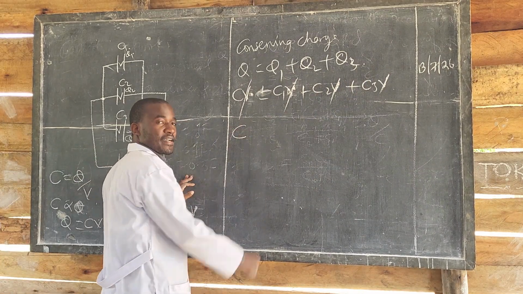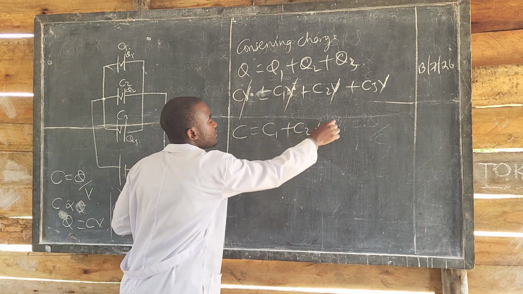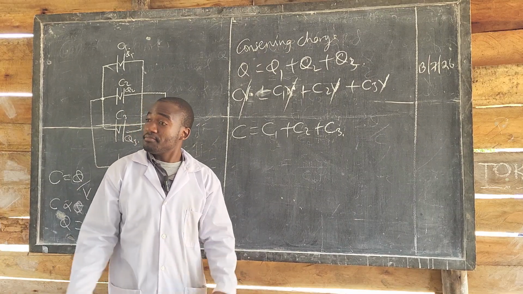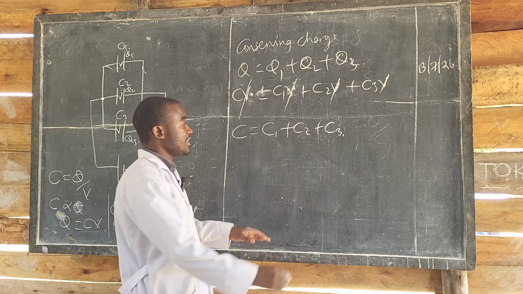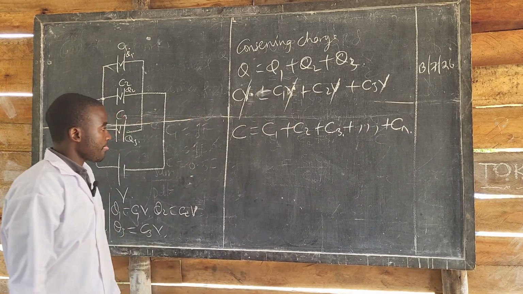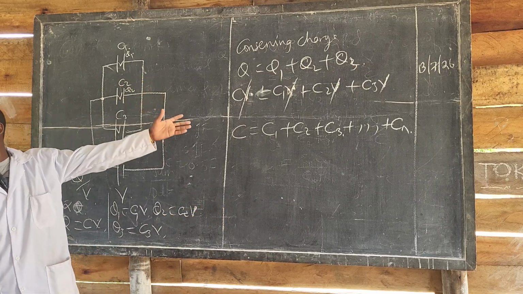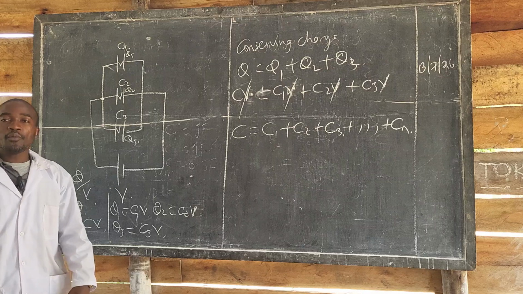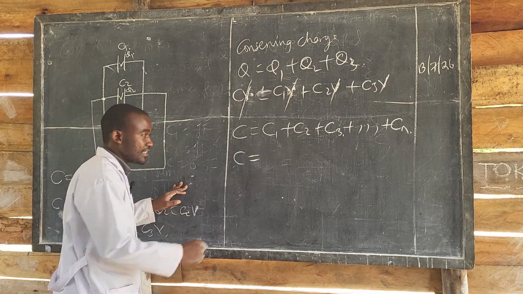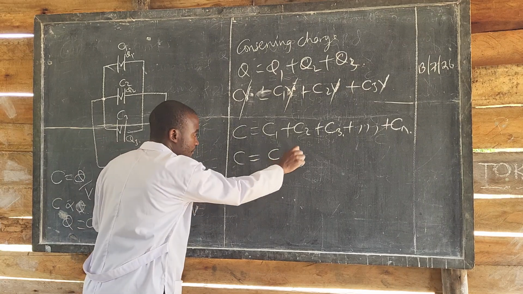So we shall remain with the effective capacitance as C equals C1 plus C2 plus C3. If you have more than 3 capacitors, let us assume you have n capacitors, it will be plus other many plus Cn. Now here there is no algebra that we can check whether it is correct. It is direct.